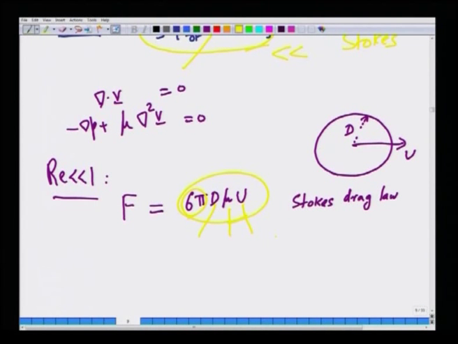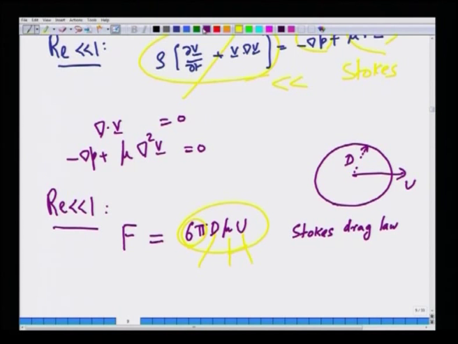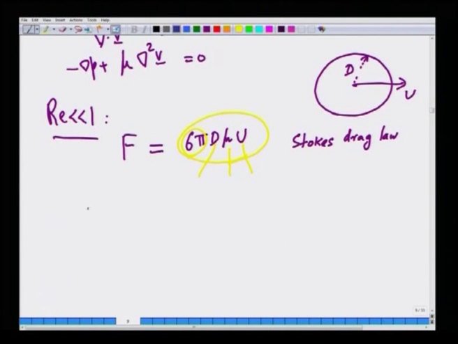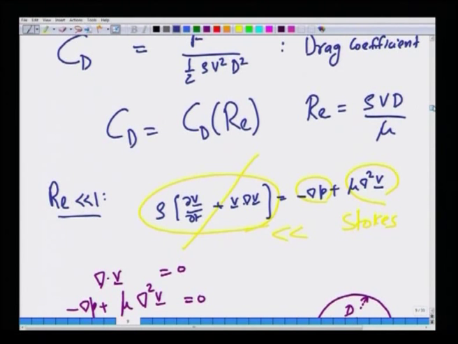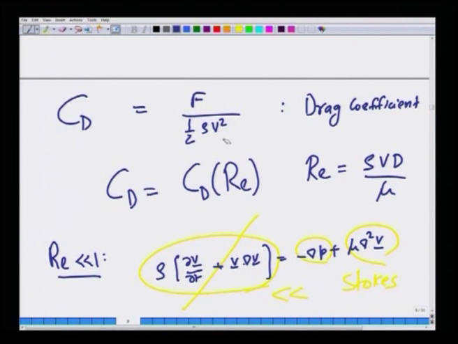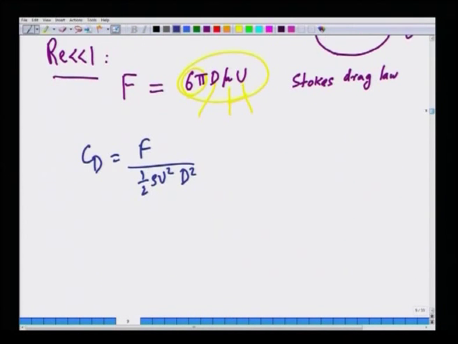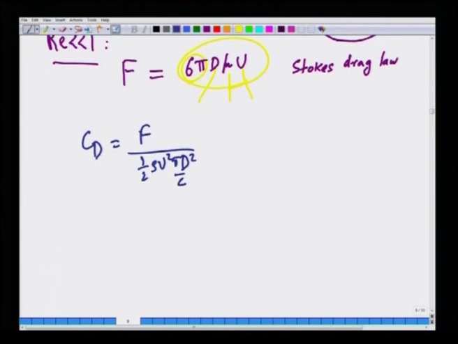Okay. Therefore, if you want to calculate the drag coefficient, we have to simply divide the force by half rho u squared d squared. Okay. So, let me redefine my drag coefficient, times the area of the sphere, pi d squared by 4. Dimensional analysis will tell you that it's simply half rho v squared d squared, but conventionally it is defined like this. So, pi d squared by 4.